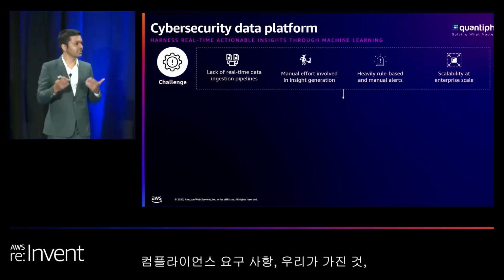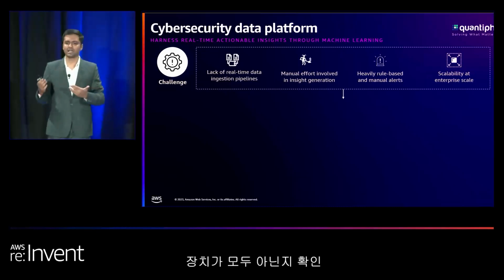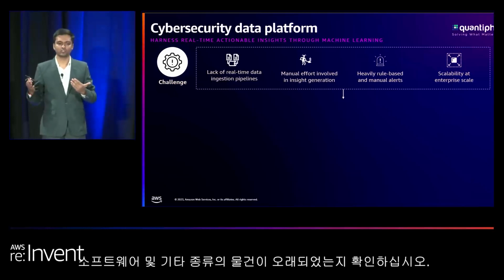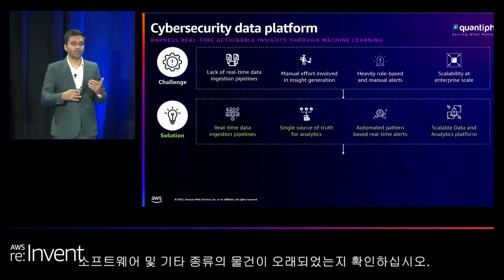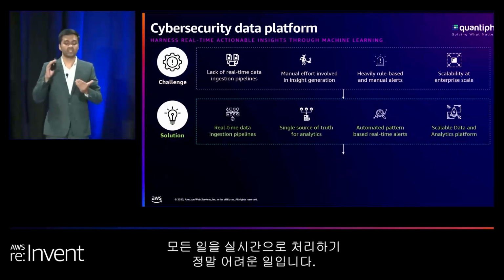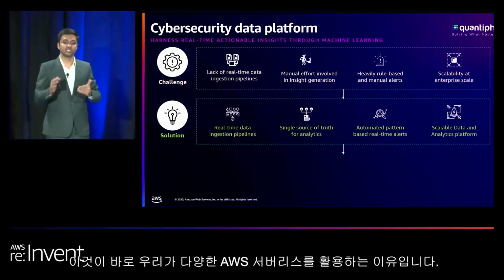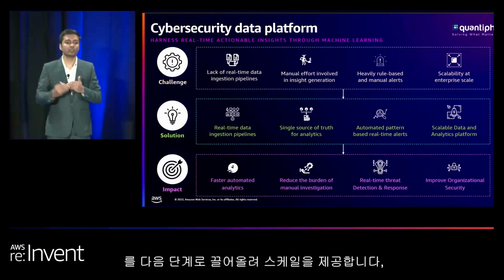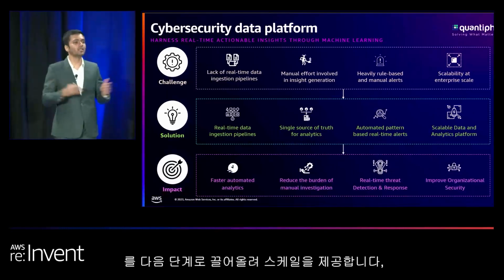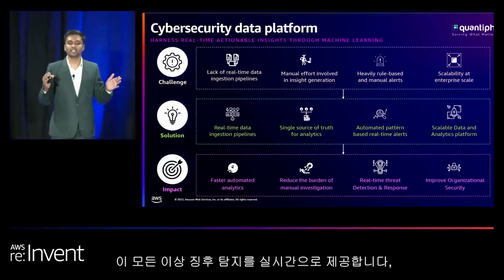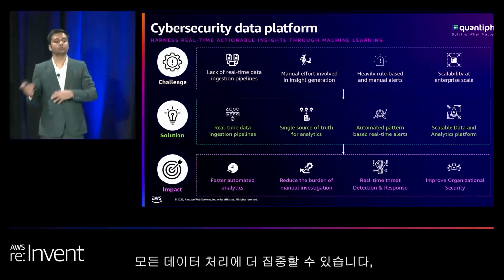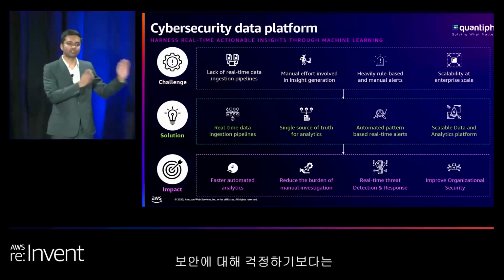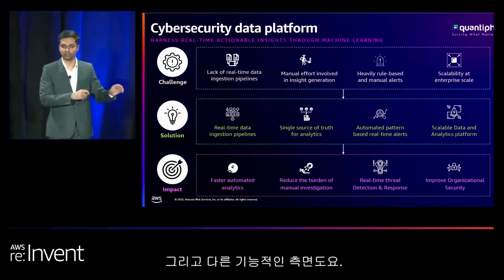The compliance needs are to make sure the devices are not outdated with any software and other kinds of things. Doing all of that in real time is really challenging. That's where we leverage different AWS serverless offerings with zero-ETL, which helps them take this to the next level, providing the scale and anomaly detection in real time, and letting them focus more on processing all the data rather than worrying about the security and other functional aspects of it.